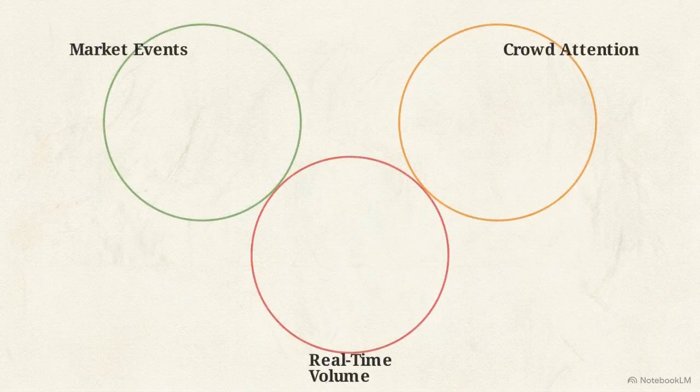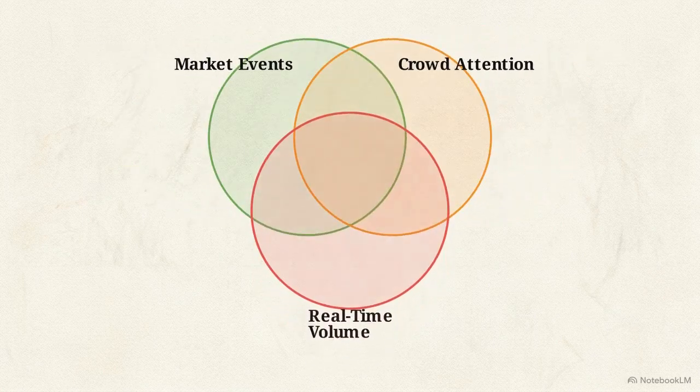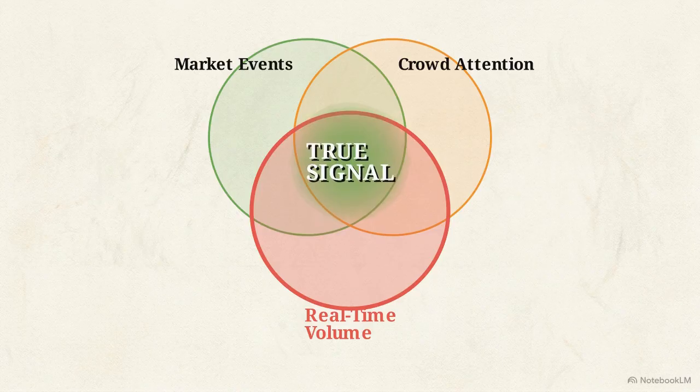This diagram shows how those sources intersect. But the third and most vital circle is real-time volume. As you can see right in the center, high volume acts as the ultimate lie detector, proving whether the news and social hype actually carry weight.